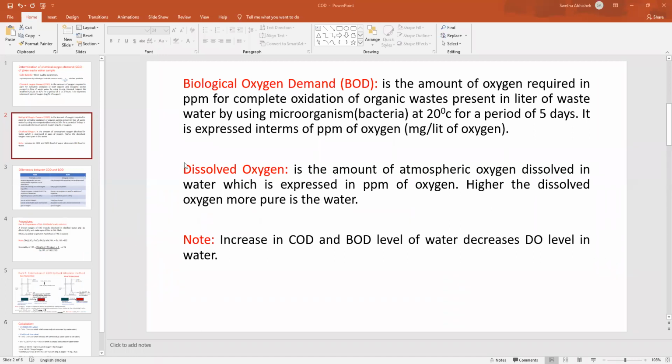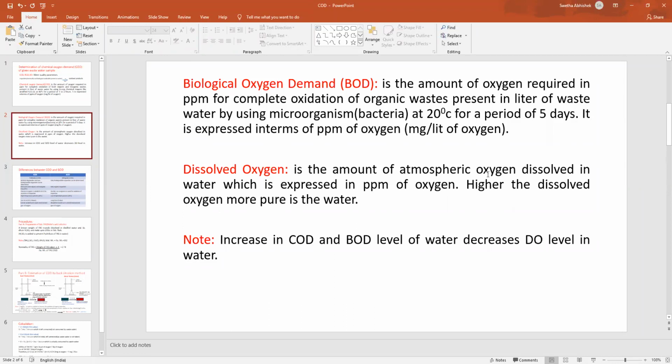And there is one more important water quality parameter, that is dissolved oxygen. Dissolved oxygen plays a very important role in water. It is the amount of atmospheric oxygen which is dissolved in water, which is essential for aquatic life for their survival. But the dissolved oxygen level decreases if the amount of impurities in water increases. Remember, the higher the dissolved oxygen, the more pure is the water.